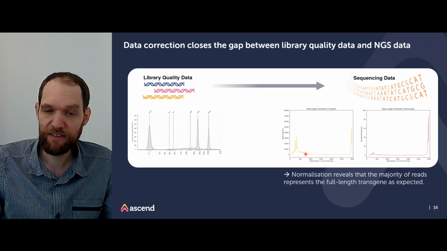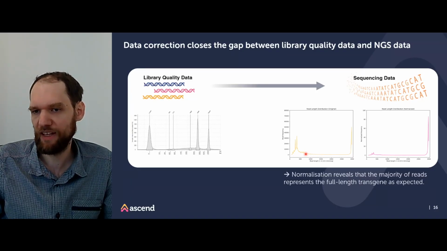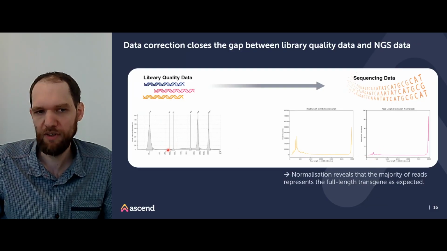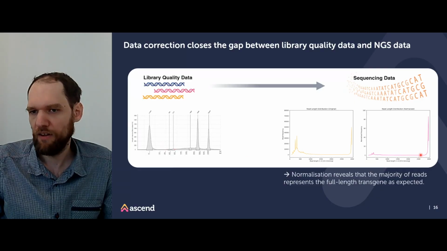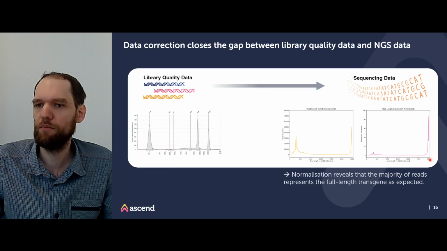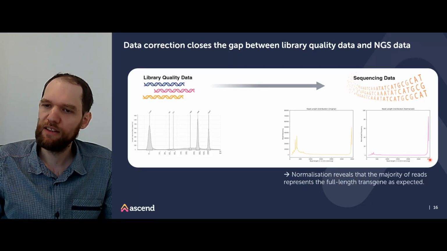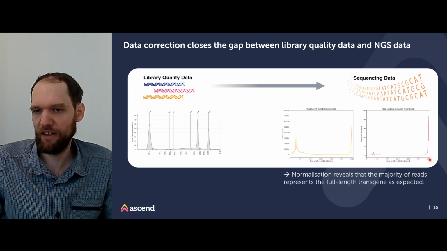If we correct these data now with a co-sequenced lambda-phage DNA digest, we see that there's only a tiny fraction of shorter reads, as we saw here, and a really dominant peak at the expected size of the full-length genome. I have to say here that this is rather a qualitative way of looking at your data than a fully quantitative assay.